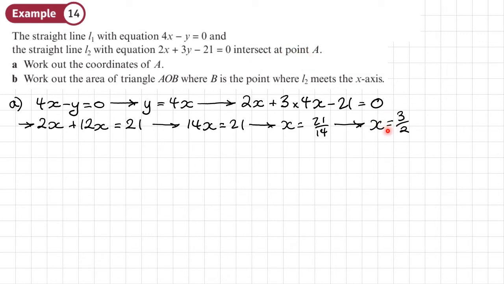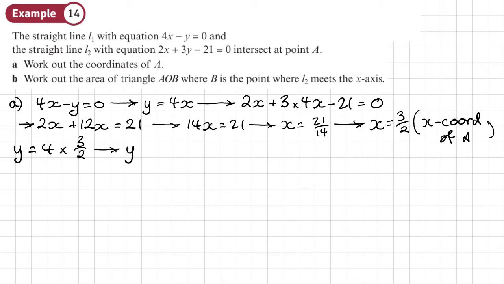We now want to work out the y coordinate of A. So let's just substitute it into this. Okay, so let's just write down here x coord of A. So let's now find the y coordinate of A. So y is going to be 4 times by x, which we worked out to be 3 over 2. So y equals 12 over 2, so y equals 6. That means that the coordinate of A is 3 over 2, 6.